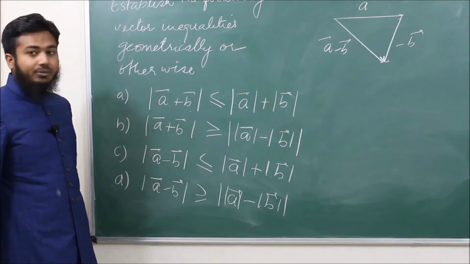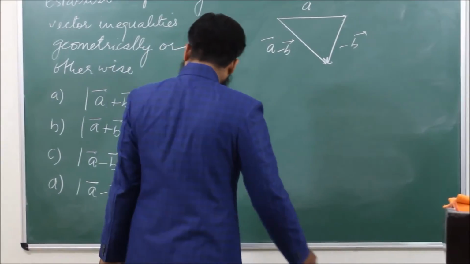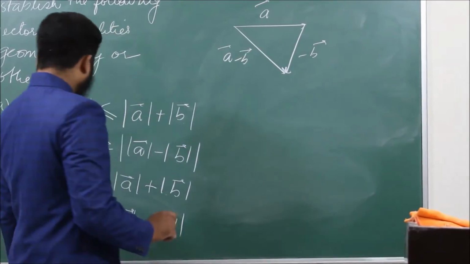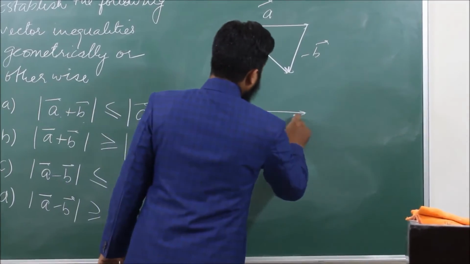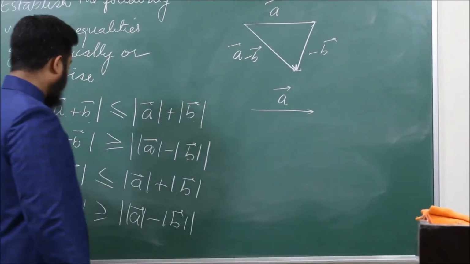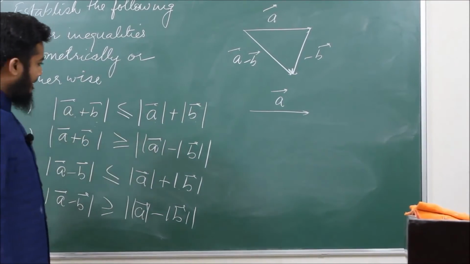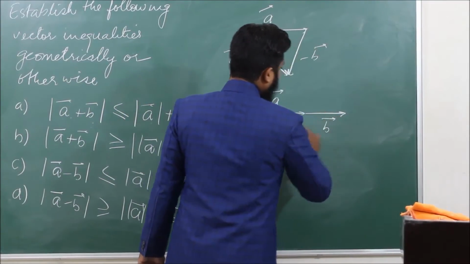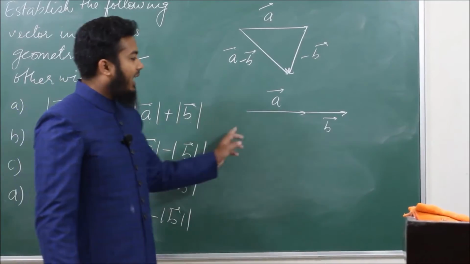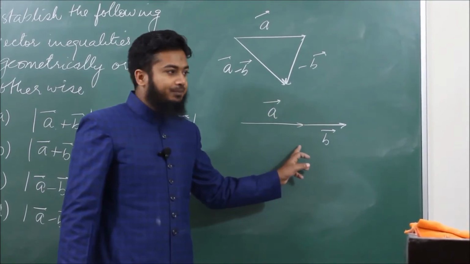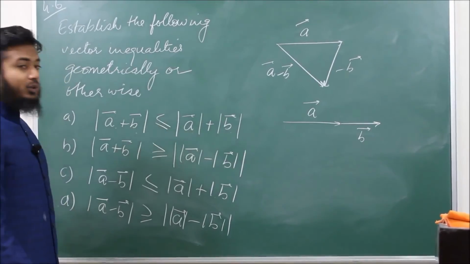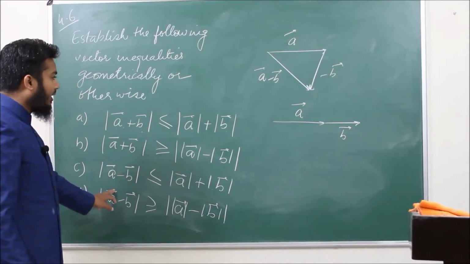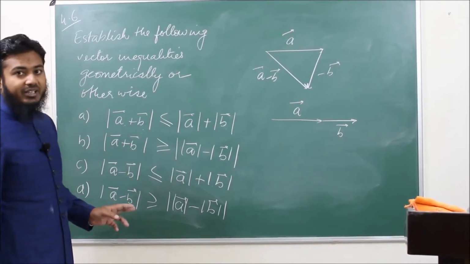And when does the equality sign come into the picture? Let's see here. This is our vector A, and this is our vector B. Vector A and vector B are in the same direction. We have to find A minus B, so I have to reverse vector B.